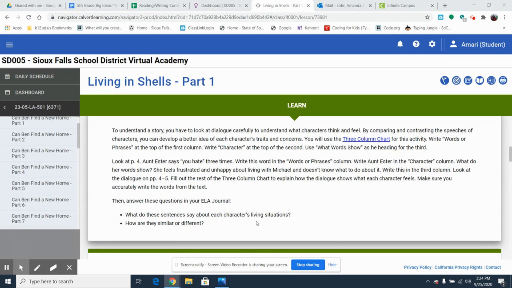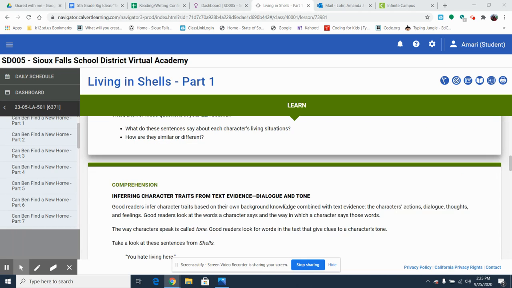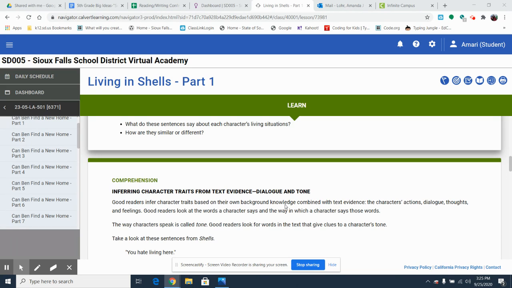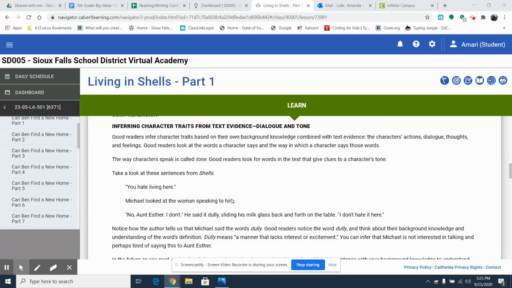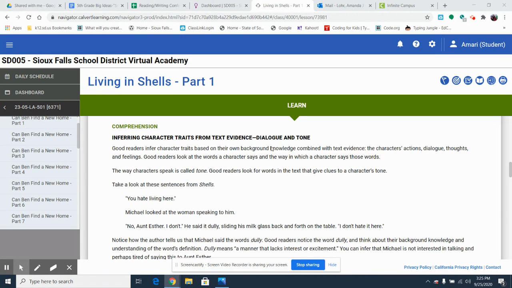The next section is a 3-column chart that you will be drawing in your ELA journal. You need to follow the directions in this paragraph to complete your chart. Then you will be looking at making inferences. So make sure to read through this carefully.